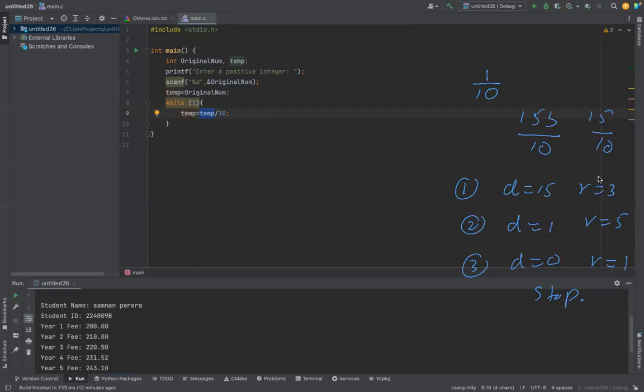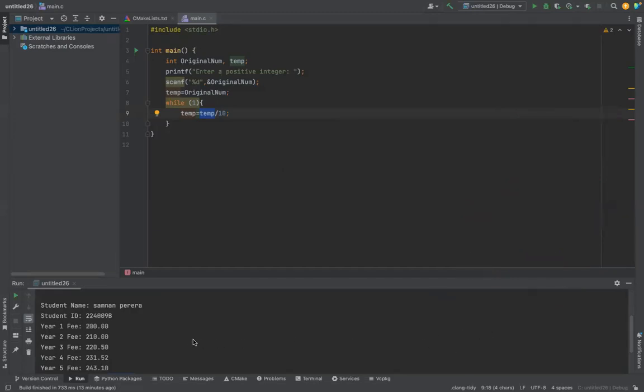Actually, we do not need the remainder part. We can omit it. We will need the 15. That 15 will be assigned to temp. Now the existing temp is 153. After you divide, temp is 15. The 153 is replaced by 15. Now I think that part is okay. Once this iterates 3 times, then what happens?